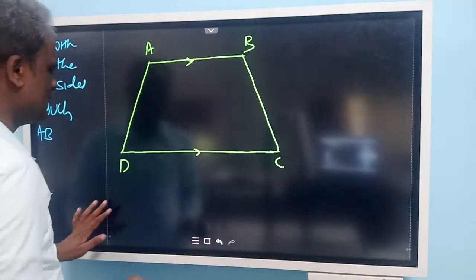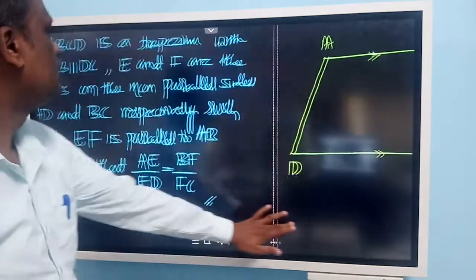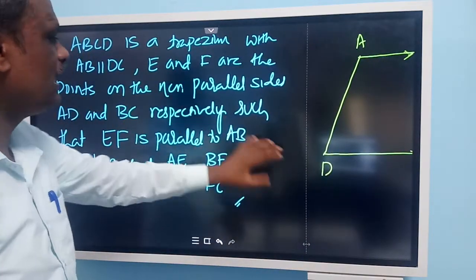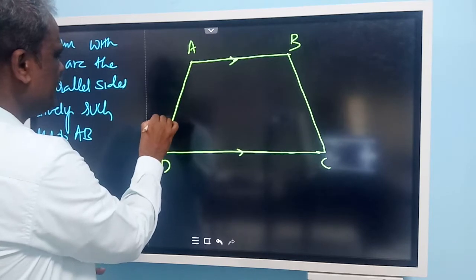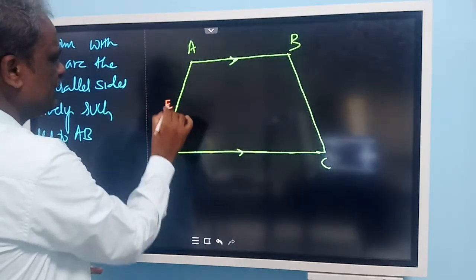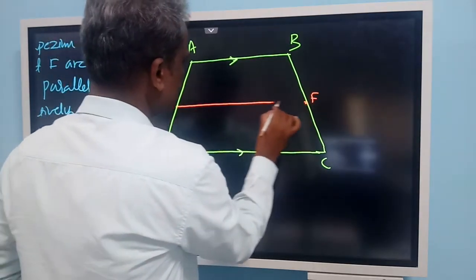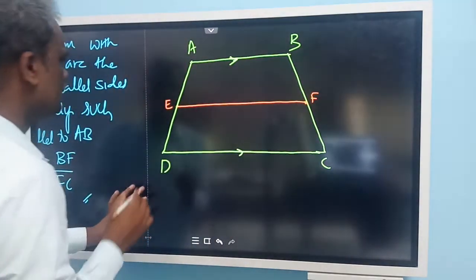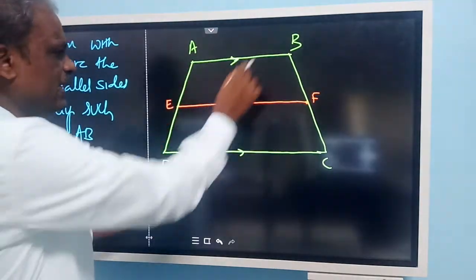These two lines are parallel sides, and these two are called non-parallel sides. So E and F are the points on the non-parallel sides. You have to take 2 points. So let us take this as E, and here it is F. If you join this, you will get a line segment here. E and F are the points on the 2 non-parallel sides. Non-parallel sides are AD and BC.